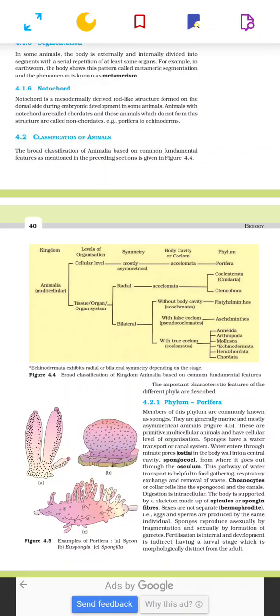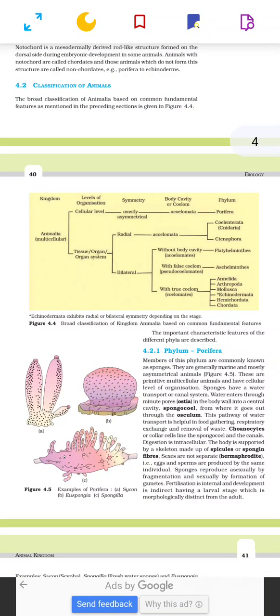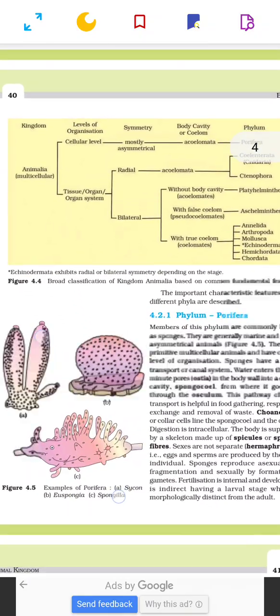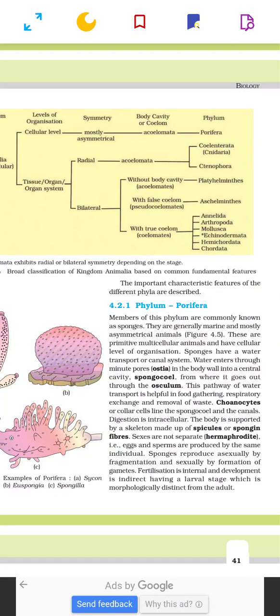Based on the classification of kingdom Animalia, which is based on the fundamental features, the important characteristic features of the different phyla are described. Number 1, phylum Porifera, 4.2.1. Members of this phylum are commonly called sponges. They are generally marine and mostly asymmetrical animals. These are primitive multicellular animals and have a cellular level of organization.